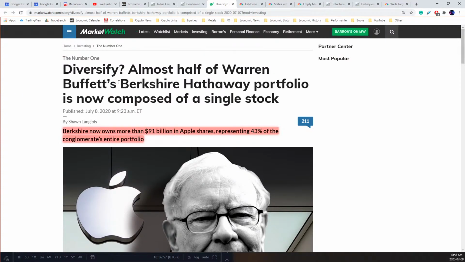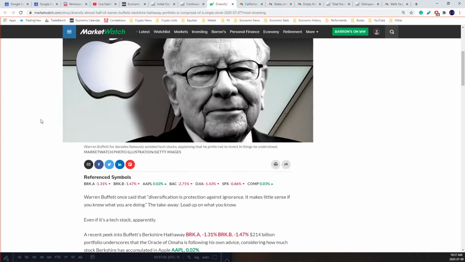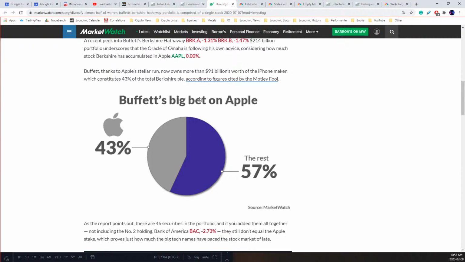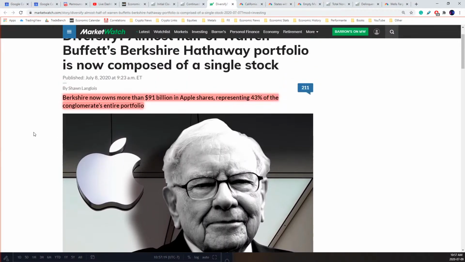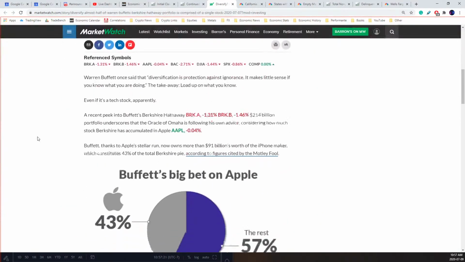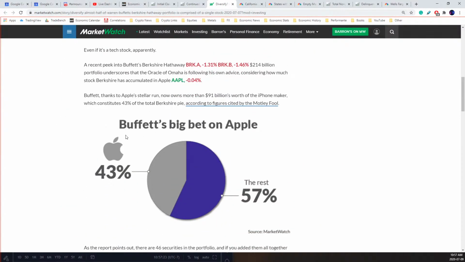A little bit of news on Warren Buffett here. Almost half of Warren Buffett's Berkshire Hathaway portfolio is now composed of a single stock, and we can see just right here Buffett's big bet on Apple. 43% of his portfolio is just in a single stock, and he has talked about how diversification is the protection against ignorance. So he does agree that diversification is not the best way to go, and he's really betting a lot of his eggs in one basket, which is Apple. So we'll see how that goes.